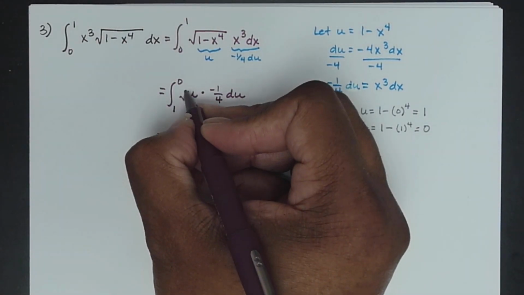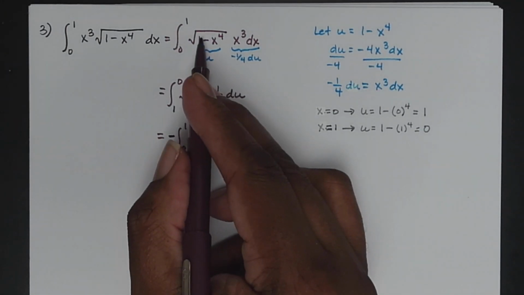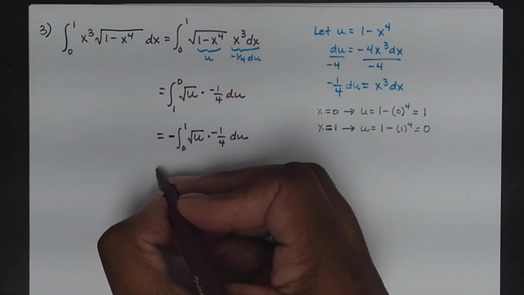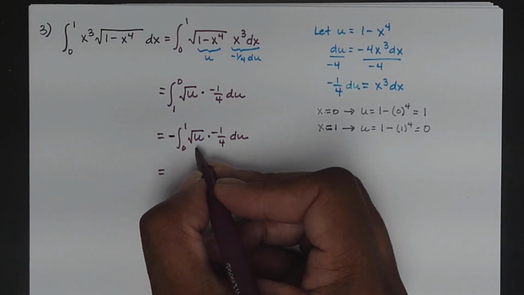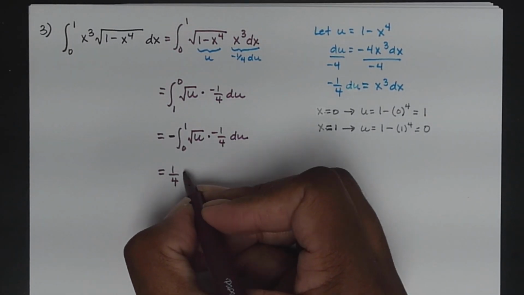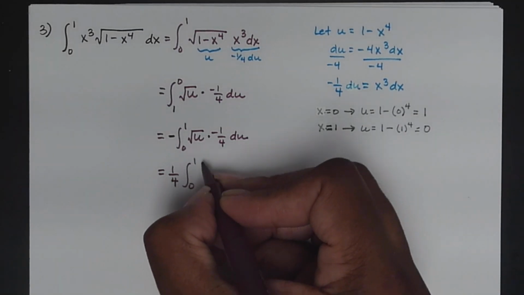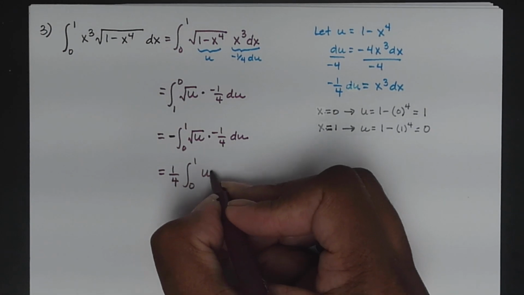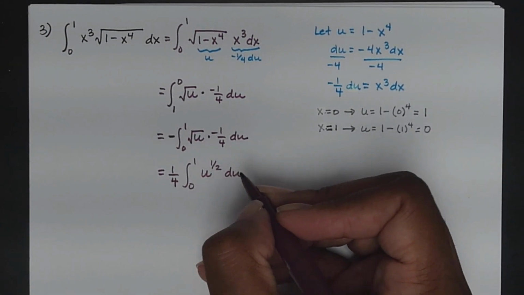And I'm sorry, square root of u from up here. And I'll pull the negative 1/4 out in front. And if I do that, I'm going to have 1/4 times the integral from 0 to 1. Square root of u in its equivalent exponential form will be u to the 1/2 du.